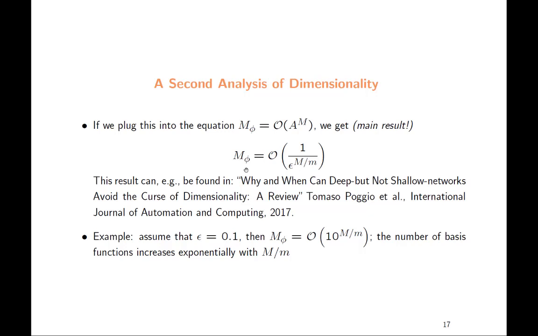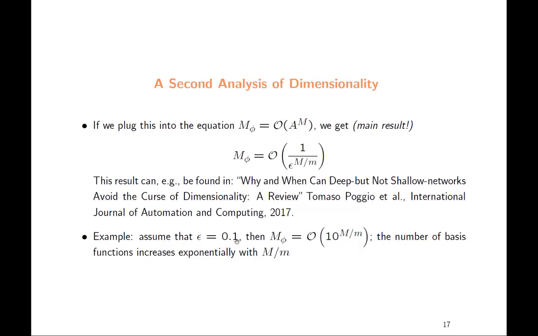So the number of required basis functions is on the order of 1 divided by the error we want to tolerate, to the power of the number of inputs divided by the smoothness parameter. And if you want to read up on it, it is discussed in this paper.